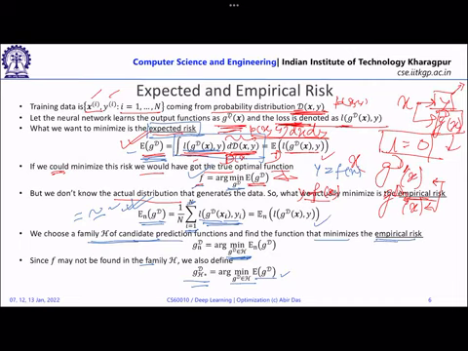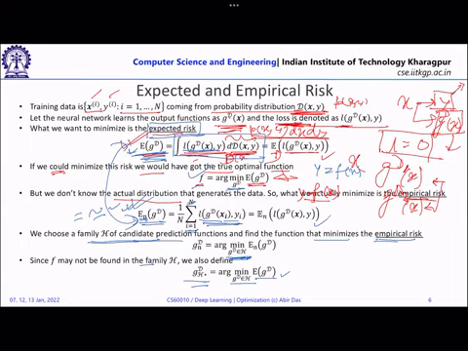No, not that case. You are ignoring one fact. These are two different things. This is EGD, this is ENGD. I'm not saying that they are the same. What I'm saying is that we should have minimized this risk, but we are minimizing this. I'm never saying that EGD is equal to ENGD. Does that answer your question?